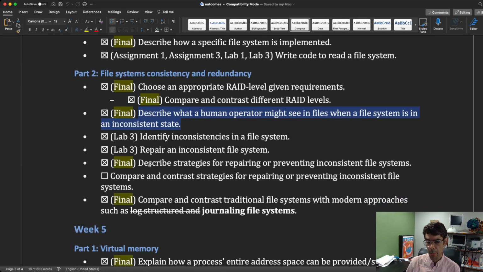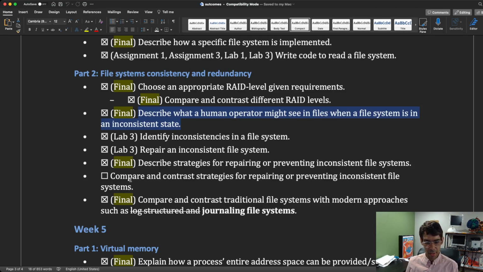Describe strategies for repairing or preventing inconsistent file systems. Here, I'm looking for you to describe the ideas of file system checking and journaling, and that's it. Those are the only two for preventing or repairing inconsistent file systems. RAID does not know anything about file systems, so RAID has nothing to do with repairing or preventing inconsistent file systems. This is purely file system checking and journaling.